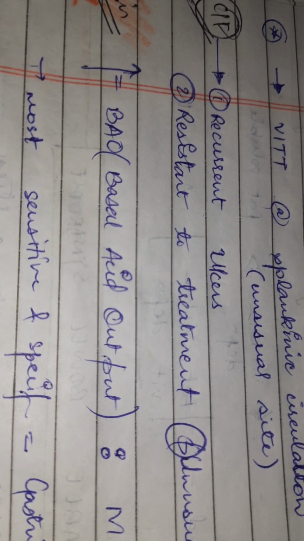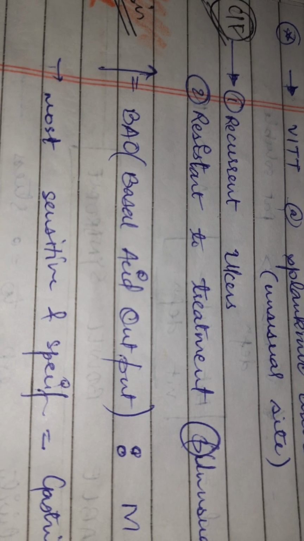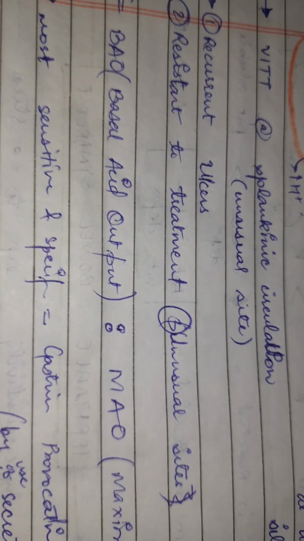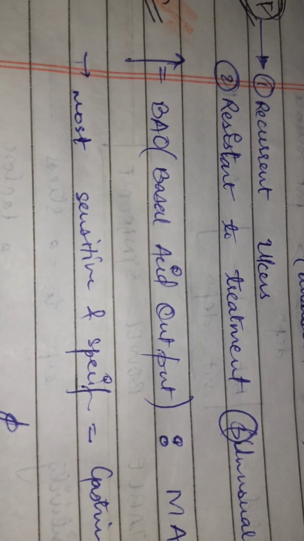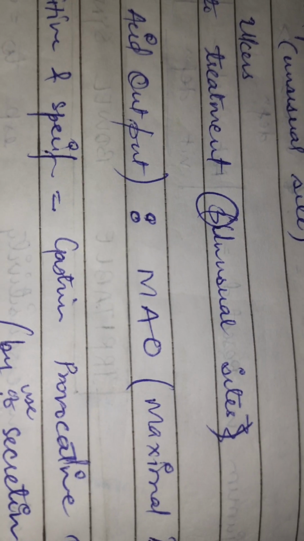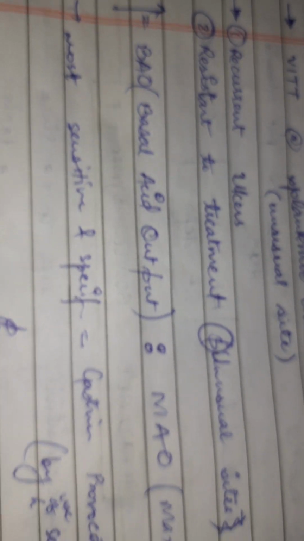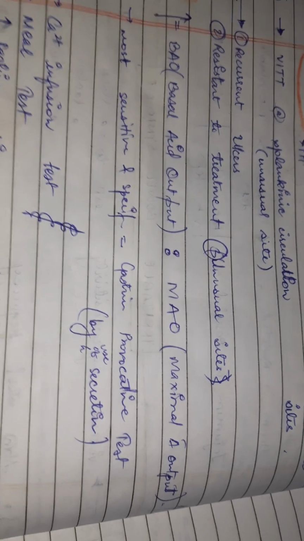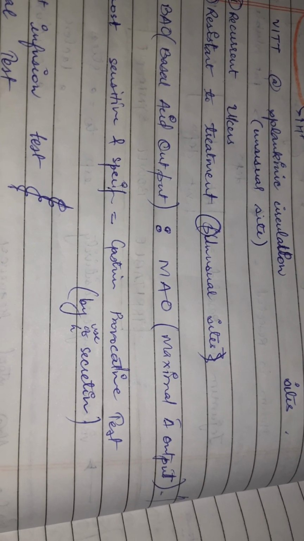Recurrent ulcers occur because of increased gastric acid, then resistant to treatment, then the third point is unusual sites. Diagnosis: basal acid output (BAO) is increased, and the ratio of basal acid output to maximal acid output is increased. The most sensitive and specific test for diagnosis is the gastric provocative test.